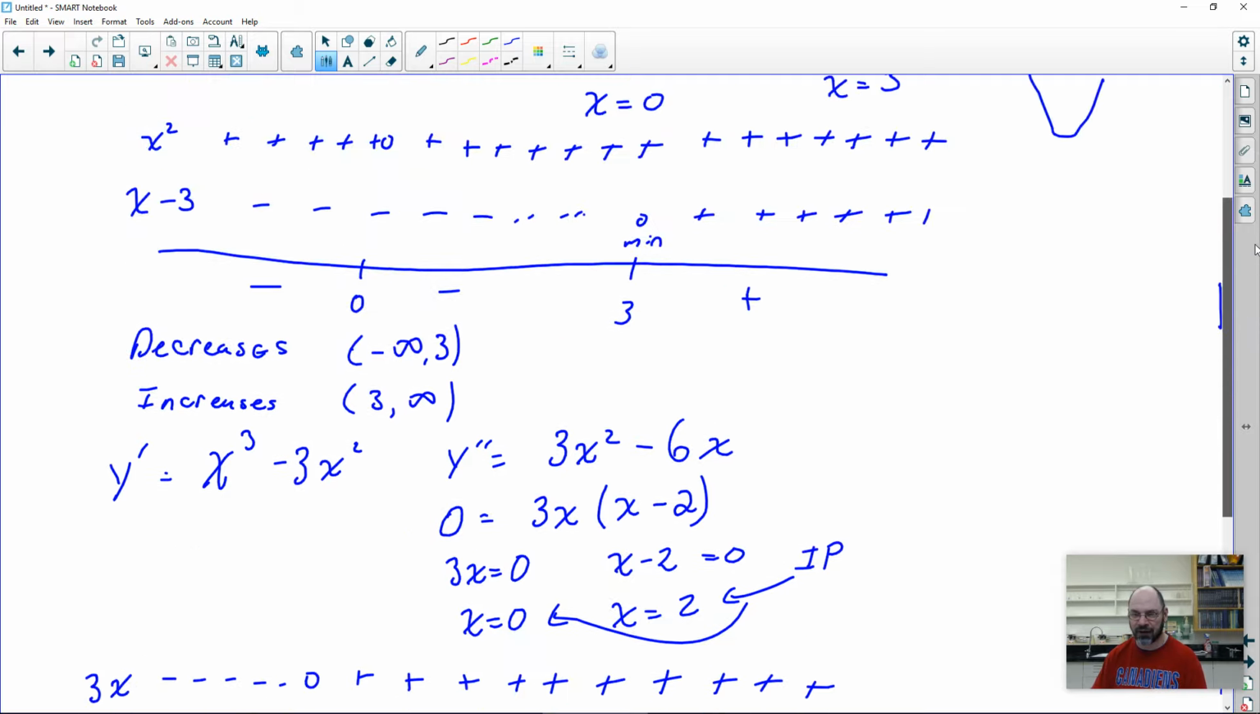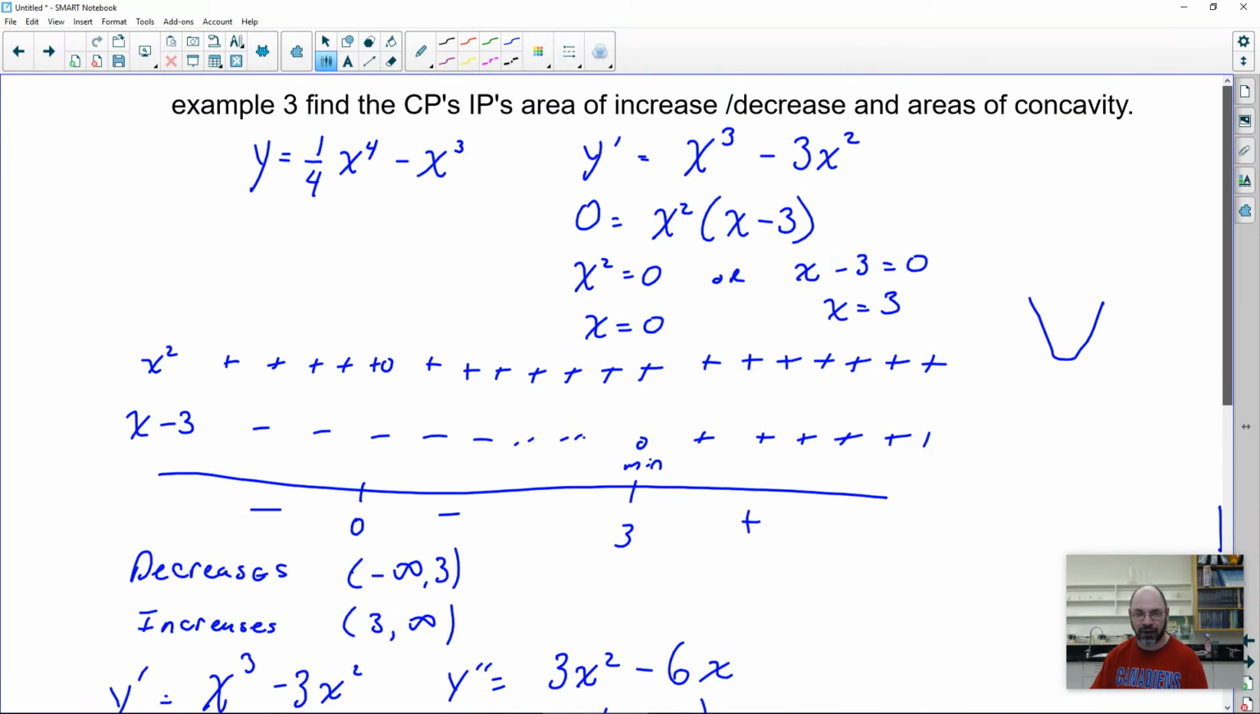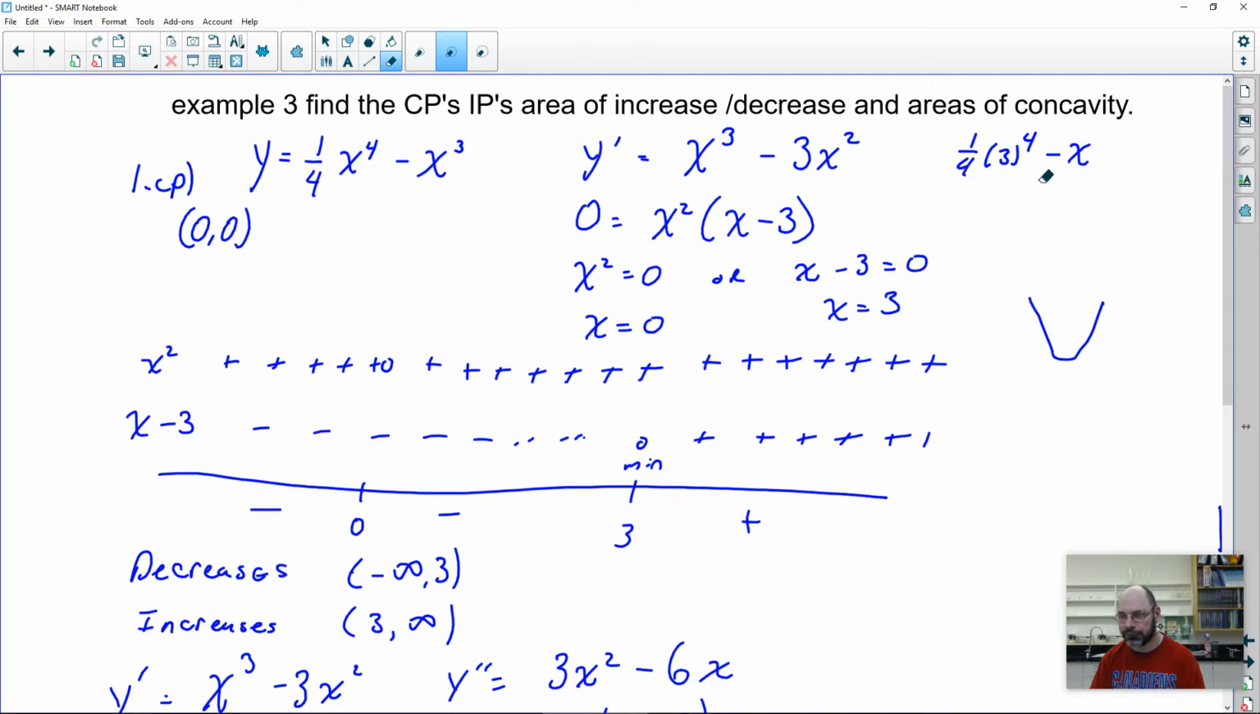I guess I did say, what did I say in the beginning here? Find the critical points. Okay, so the critical points, if we put in 0, we get 0, 0 for one critical point. And if we put 3 in there, so if we go 1/4 times 3 to the 4th minus 3 to the 3rd, we figure this out.